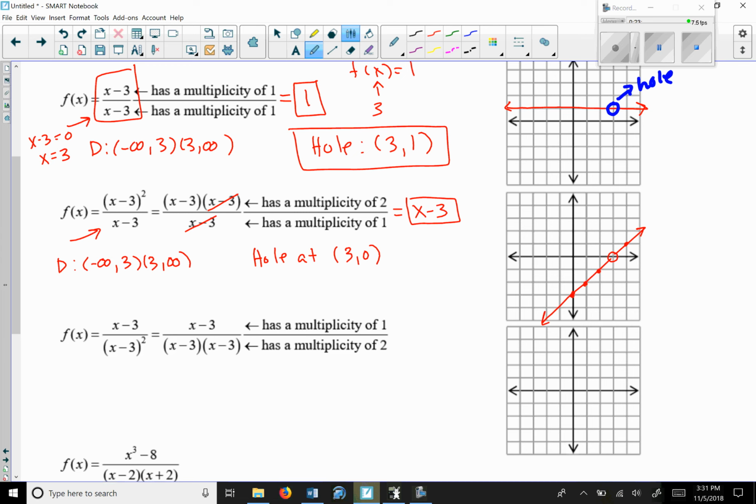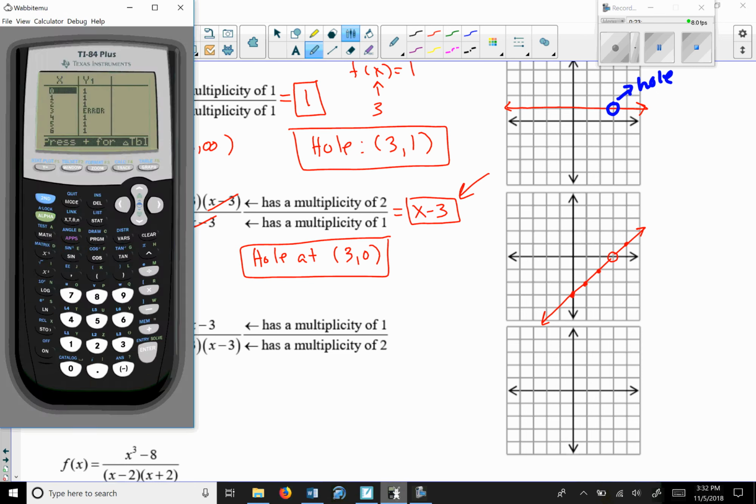But again, because we have that common 0 between our numerator and denominator, it cancels completely out of my denominator, and so it no longer makes my denominator 0 when I simplify it. Therefore, that is a hole. And we can look at this in our calculator. So if I go to my y equals, I'm just going to insert a square here.